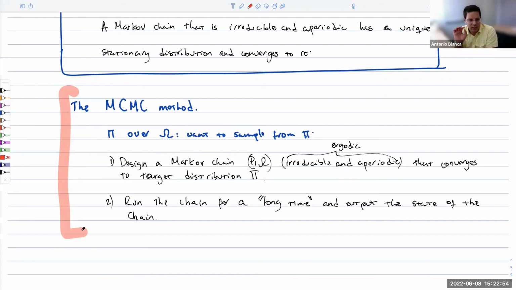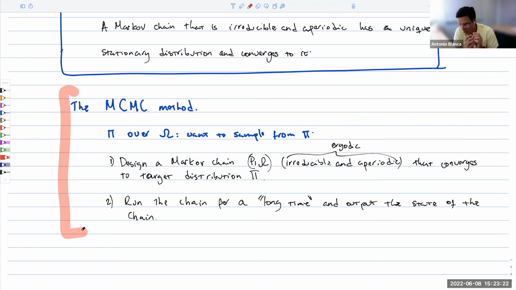The second question is crucial, because this long time, what do we mean by that? The reasoning is that since the Markov chain is ergodic, we know that in the limit as it goes to infinity, it converges to the target distribution. And the question is, how fast is it converging? Do we need to take 1,000 steps or 100 steps or 1,000,000 steps? We don't really know the answer to that question.